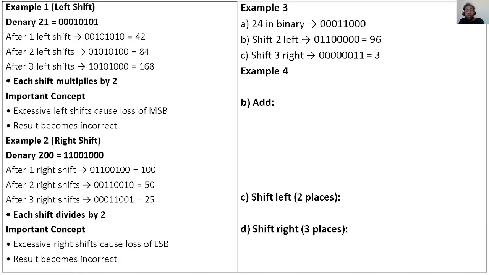Now we have another number, 24, in binary. It is asking us to shift 2 left. When we shift it 2 times left, each 1 shifts 2 left, and additional zeros will be added, and that is how it becomes 96. 24, double it with one shift, becomes 48. Double it with another shift, that becomes 96.